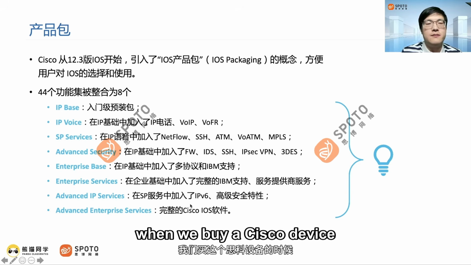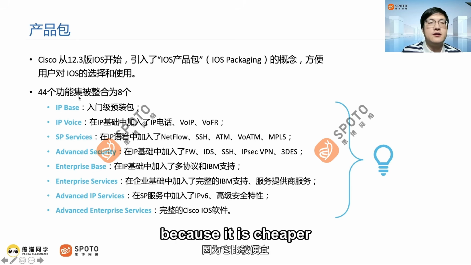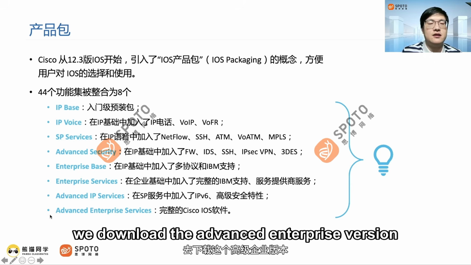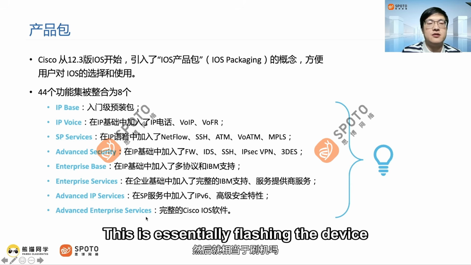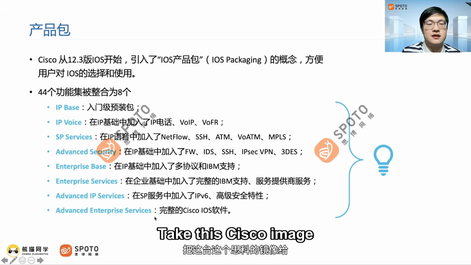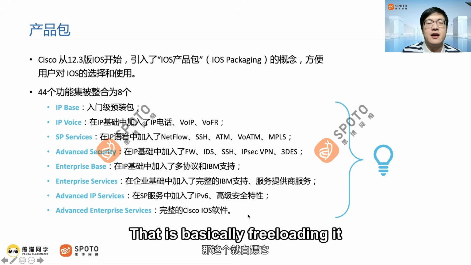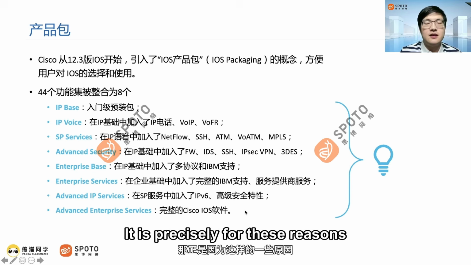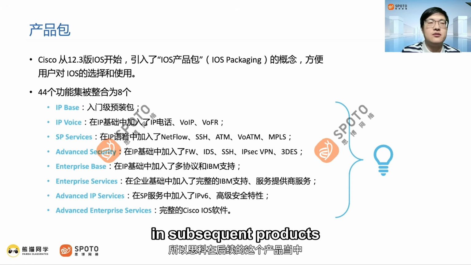When we buy a Cisco device, we buy the IP Base version because it is cheaper. Then after buying it, we download the Advanced Enterprise version and transfer it in. This is essentially flashing. We take the Cisco image and flash it on, and then upon startup, we have the full set of features. That is basically freeloading.